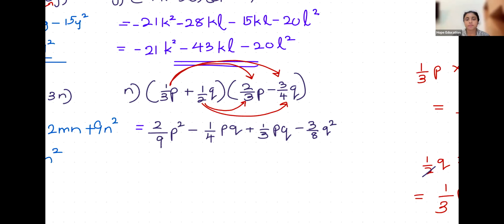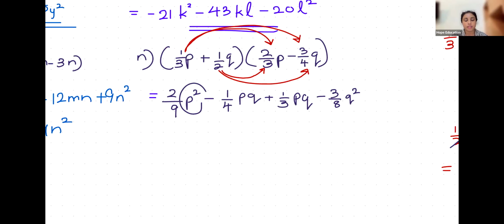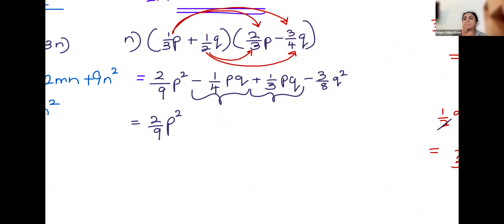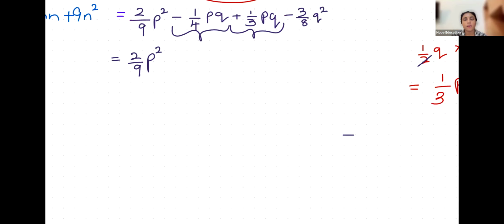Okay. Now up to this point, I hope it's clear for everybody. If you have any questions, you can ask. Now I'll write everything together, bringing the p squared term along. 2 over 9p squared. Here there is minus 1 over 4pq and plus 1 over 3pq. Forgetting the pq, I will just get the fractions and add. Minus 1 over 4 plus 1 over 3.